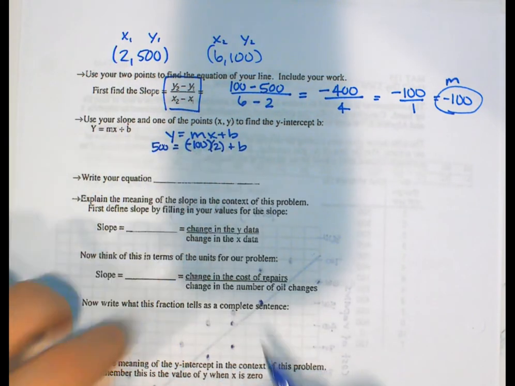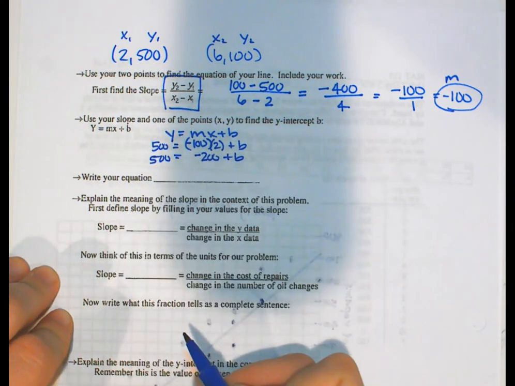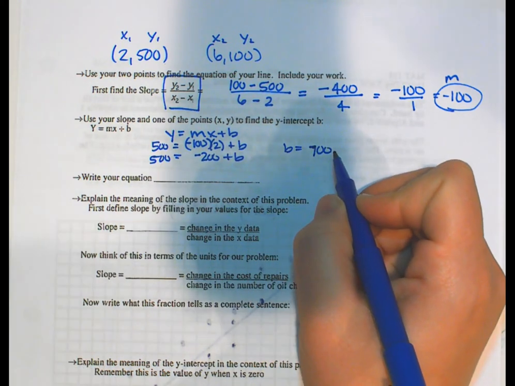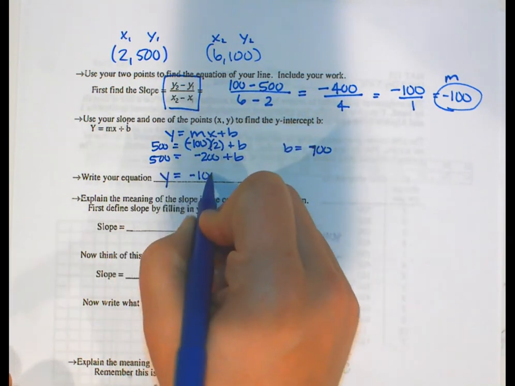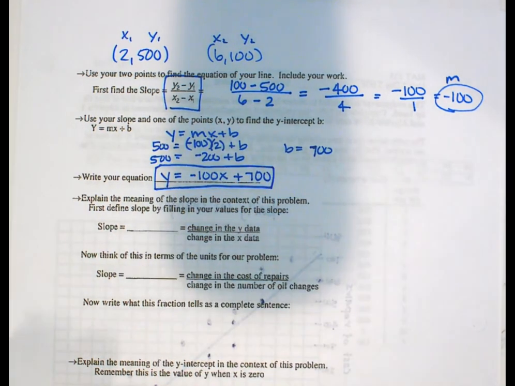So 2 times negative 100 gives me negative 200 plus b. So when I solve for b, I get 700, right? I would add 200 to both sides. So my real equation of my line would be y equals negative 100x plus 700. This would be the line of best fit that describes my data the best. So from this information, we would be able to make predictions or conclusions about what this means or what this can tell us about the data that we have.